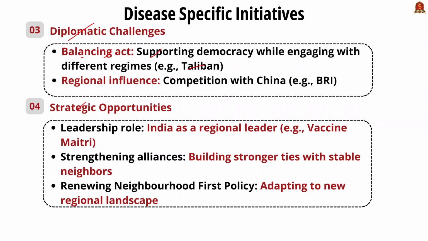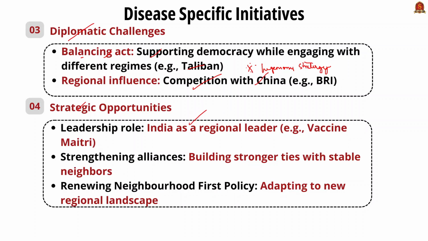The instability allows other powers like China to increase their influence through initiatives like the Belt and Road Initiative, BRI. So there is a chance for regional influence. For example, China's investment in Nepal and Sri Lanka challenge India's influence, requiring India to respond with strategic and economic engagements, which is more helpful than China. And finally, these strategic opportunities.